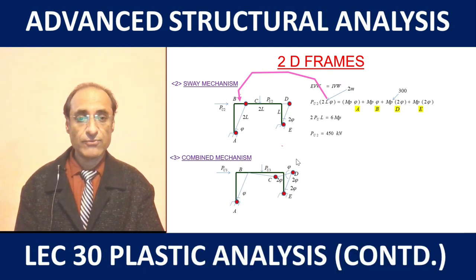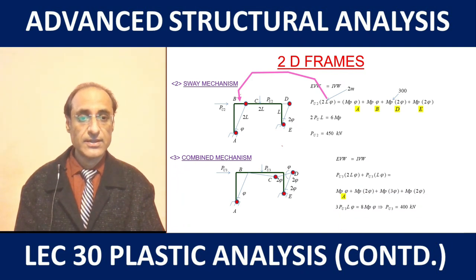And finally, for the case of the combined mechanism, all the rotations are shown here, and now the net rotation here at joint D shall be 3 phi, because the beam undergoes a rotation phi and the column undergoes the rotation 2 phi. So these rotations, as we have clearly explained, are for the virtual displacements we have awarded to the structure.